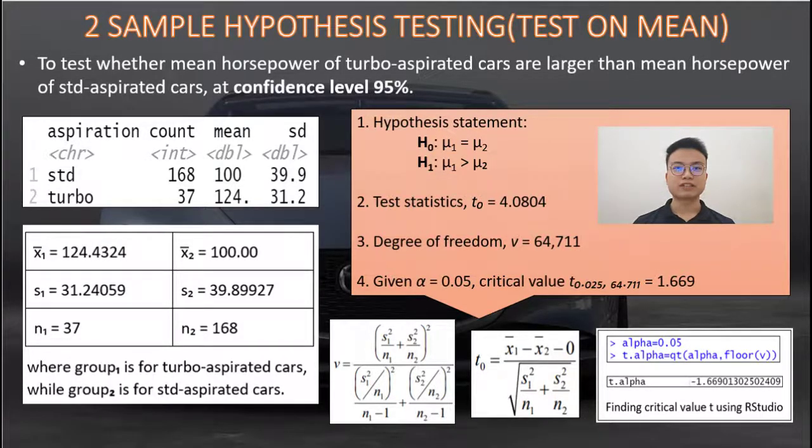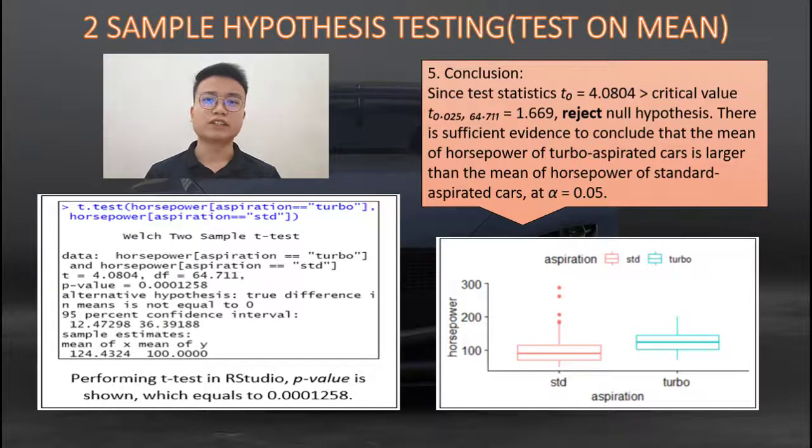Next, we'll find our test statistic T by using the formula as shown below, and we'll get test statistic T equals 4.0804. Next, we find our degrees of freedom V by using the formula as shown below, and we'll get V equals 64.711. And finally, given confidence level equals 95%, we find our T critical value by looking from the T table, or you can also calculate it by using RStudio as shown below, and we will get T critical value equals 1.669.